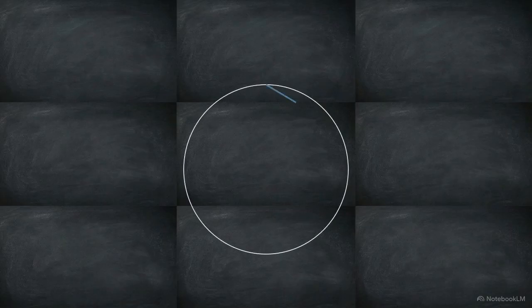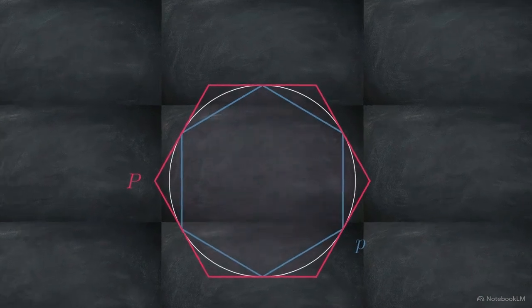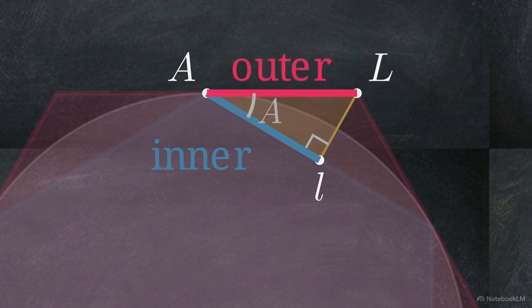Kiselev uses an n-sided polygon inscribed in a circle, which is itself enclosed by a circumscribed polygon. We label the inner perimeter P and the outer perimeter P. To find the limit as the number of sides increases, we isolate a single section of the geometry. This is triangle ALL. It contains the inner boundary segment, chord AL, and the outer boundary segment, tangent AL, joined at the central angle A.